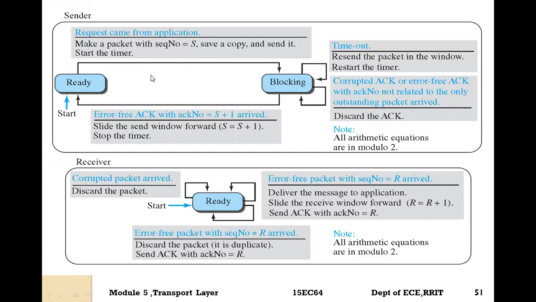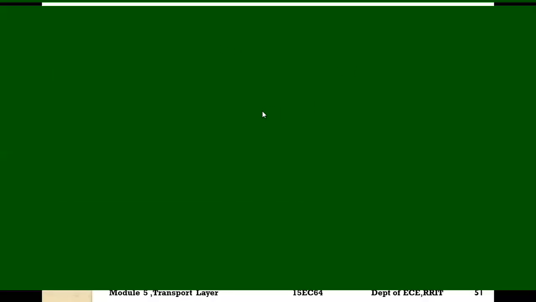So within the given timer, if a timeout happens, resend the packet in the window and restart the timer. Or if a corrupted acknowledgement, or an error-free acknowledgement with an acknowledgement number not related to the outstanding packet, arrives, discard the acknowledgement. If an error-free acknowledgement with acknowledgement number S plus 1 has arrived, we are going to slide the window. Window size, as I told, will be 1. It will slide to the next window, and we are not resending the packet. We are going to send the next packet, that is with the sequence number S plus 1. So if you go through these three conditions, you can understand.